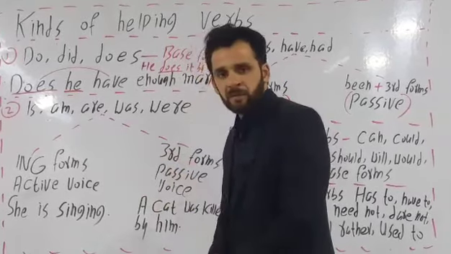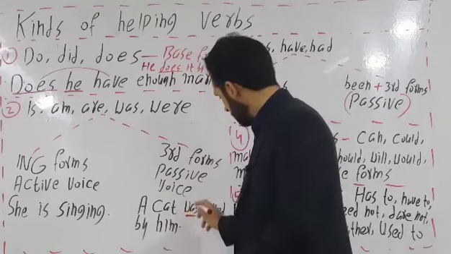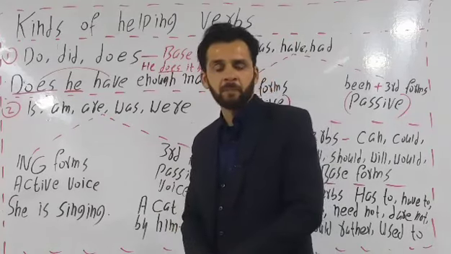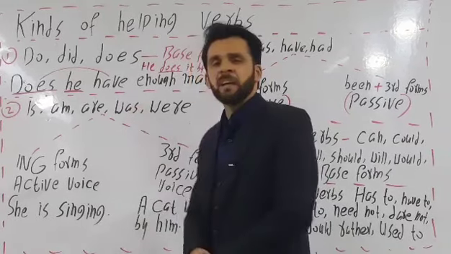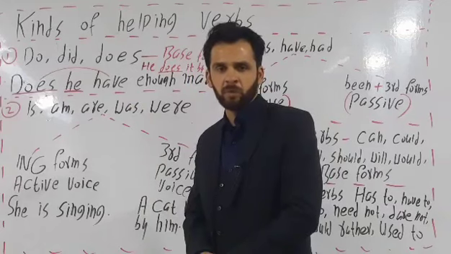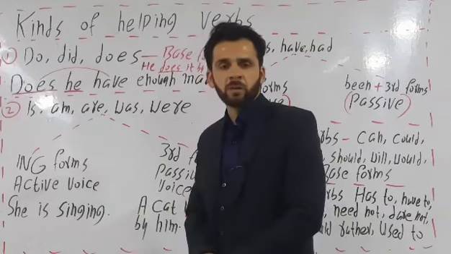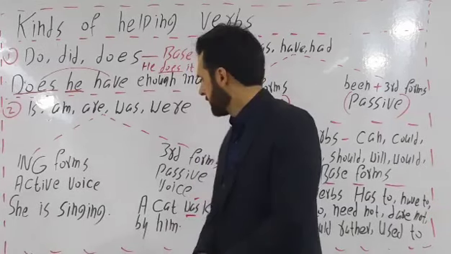If the sentence is passive voice, these will be followed by the third form. For example, a cat was killed by him. We were invited. These can also be main verbs. For example, I am a teacher. Here am is a main verb, a linking verb. You are students. Here are is a main verb, a linking verb.